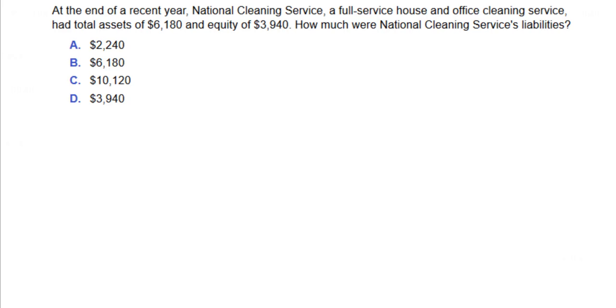At the end of a recent year, National Cleaning Service, a full-service house and office cleaning service, had total assets of $6,180 and equity of $3,940. How much were National Cleaning Service's liabilities? So let's write out the accounting equation.